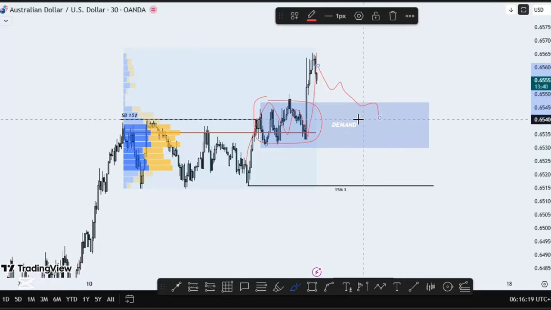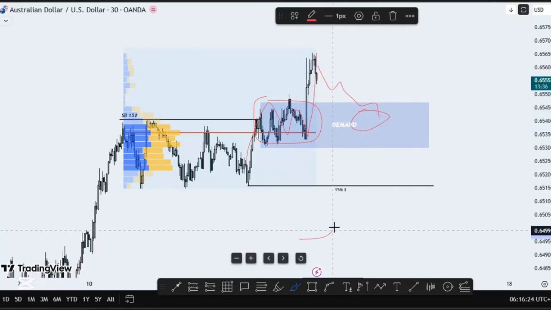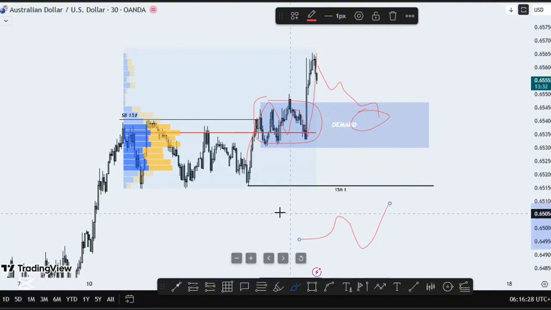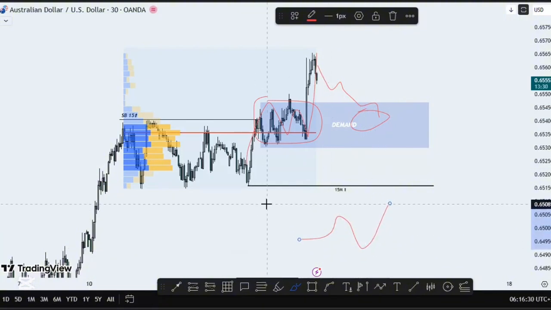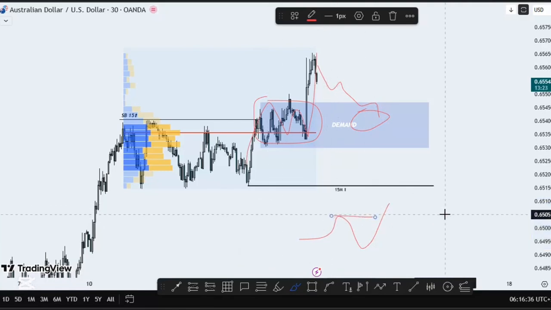And once price taps into this demand zone, we're going to switch to the 5-minute time frame so that we can wait for a reversal of the structure itself. So if we are in the 5 minutes and we're in a bearish structure, we're going to wait for the price to change the trend and start to show us bullish setups on the 5 minutes. Once that happens, then we're going to go ahead and take our entries.